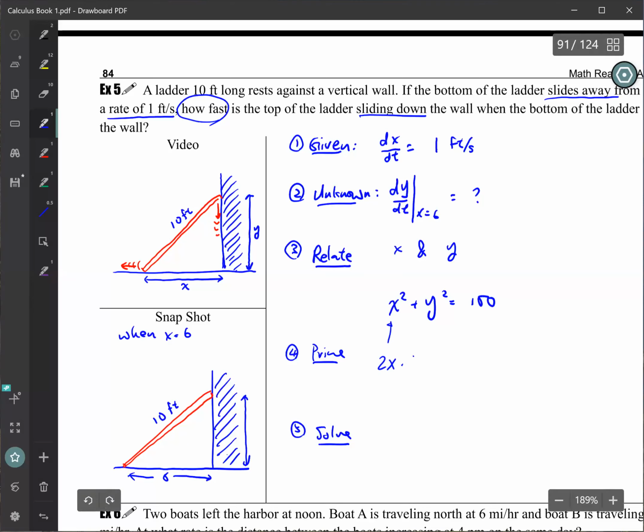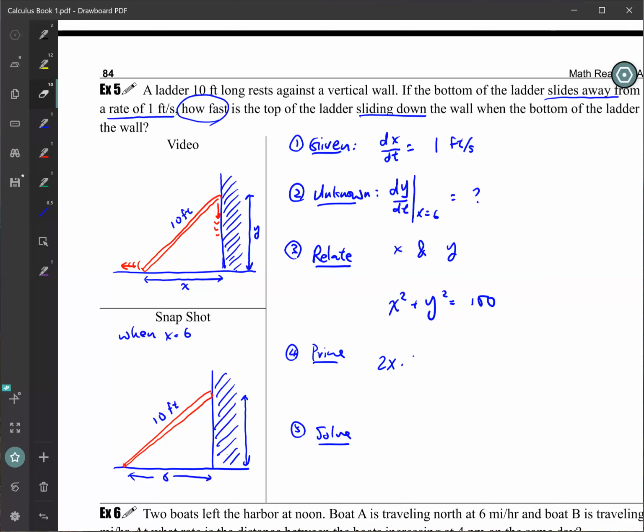Wait, I'm slightly confused. I don't know what it would be. Okay, you need to treat the x just like the y. All the variables are like y. They are all functions of time. So if this x function is inside a square, we need to apply the chain rule.